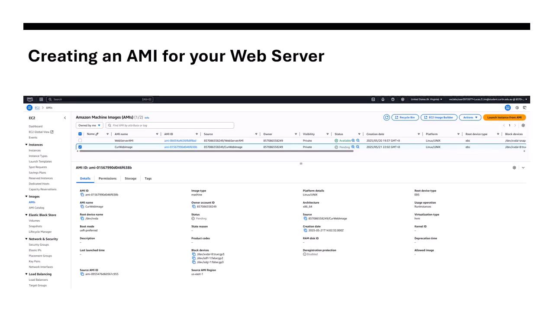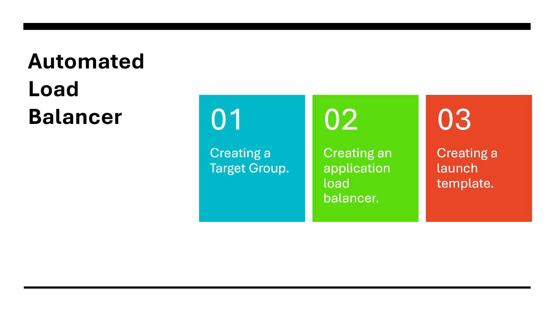An AMI acts as a snapshot of your server. If something goes wrong, you can restore or relaunch a working instance from the AMI. Essentially, it's a backup of the server. An automated load balancer involves three steps: creating a target group, creating an application load balancer, and finally creating a launch template.